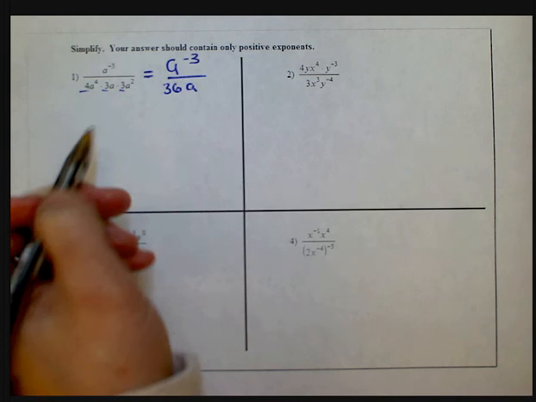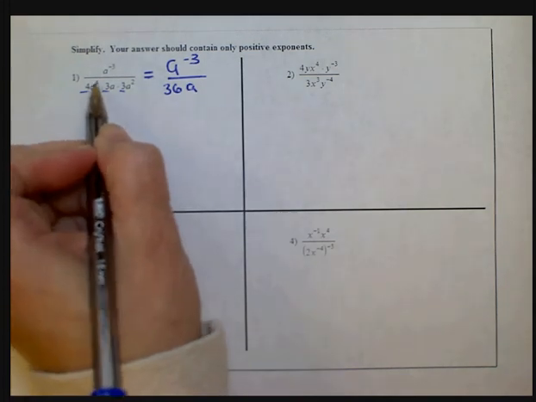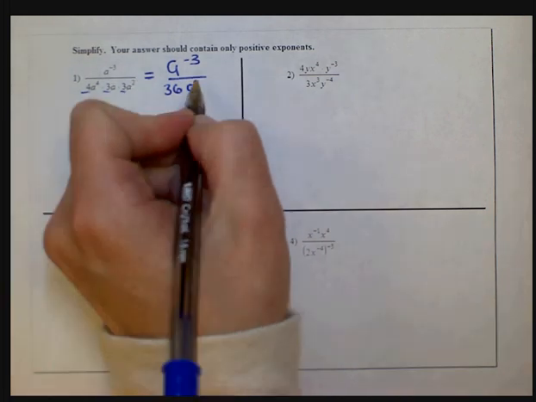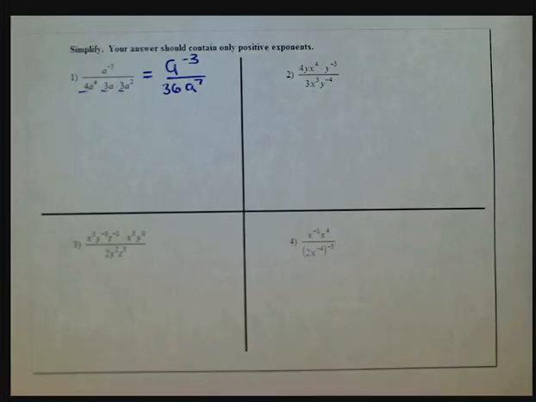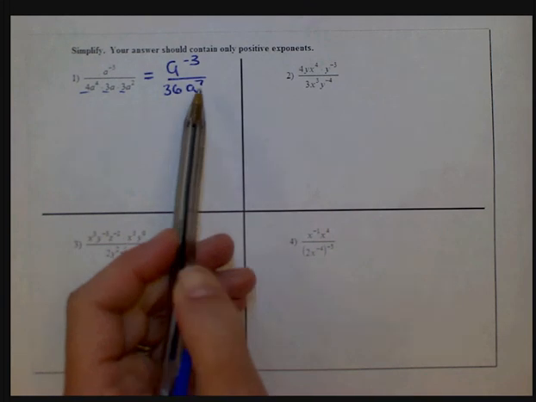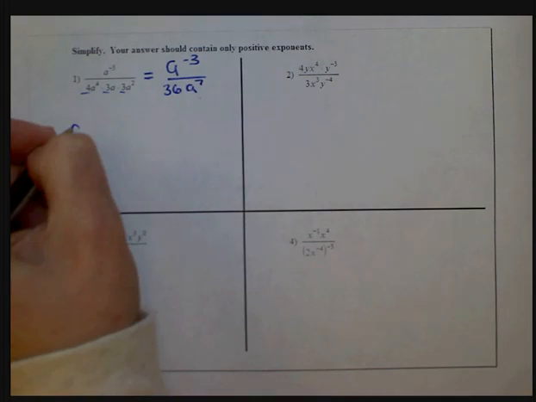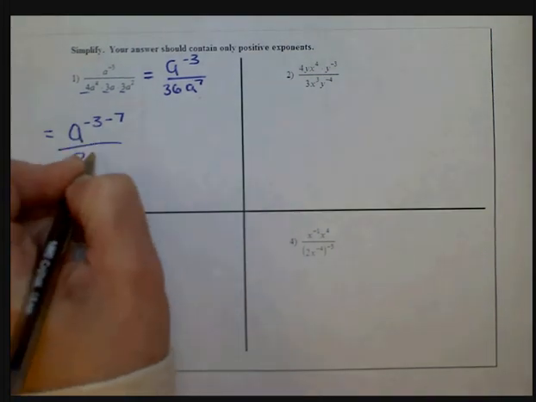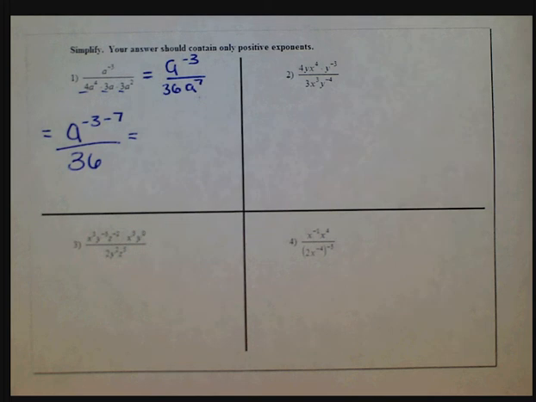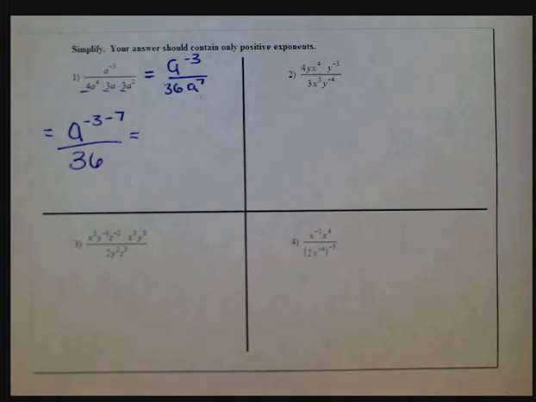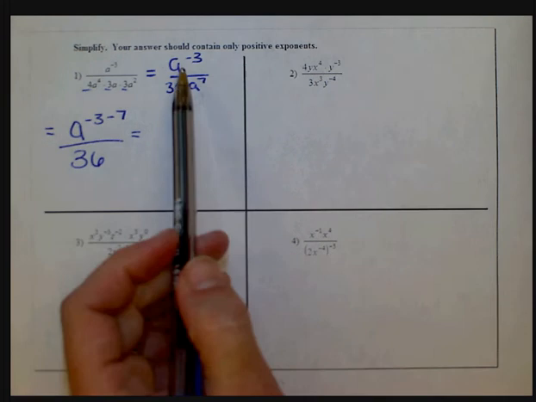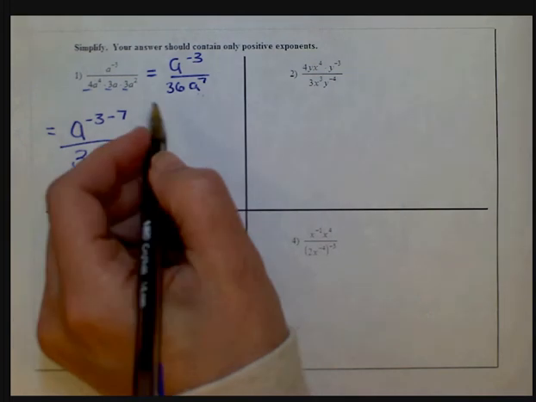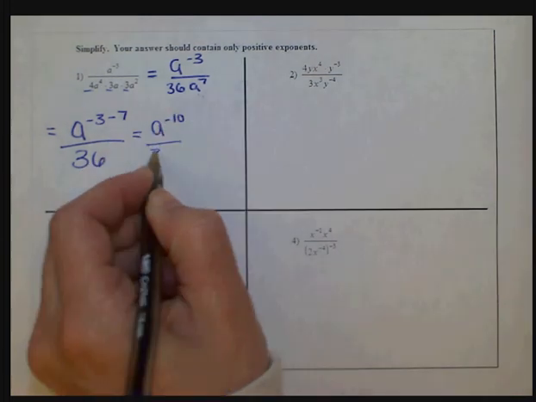Now when I multiply like bases, I keep the base of a. I add the exponents. 4 plus 1 plus 2. So 4, 5, 6, 7. a to the 7th. Now I still have like bases being divided, so I subtract those exponents. So on the top I'm going to have a to the negative 3 minus 7 divided by 36. Remember, this 36 stays, doesn't move anywhere, it has no exponent, it stays at the bottom of the fraction. Remember, when you subtract the exponents, the base comes to the top. So negative 3 minus 7 gives me a to the negative 10th divided by 36.